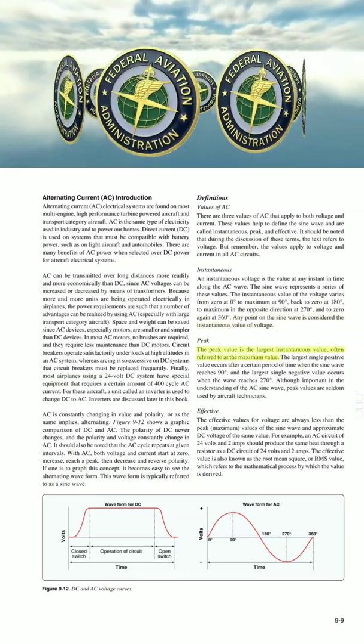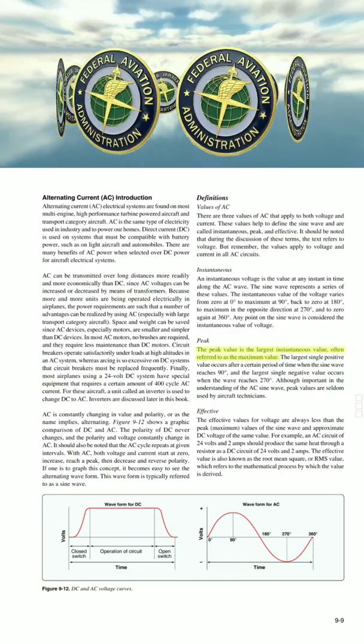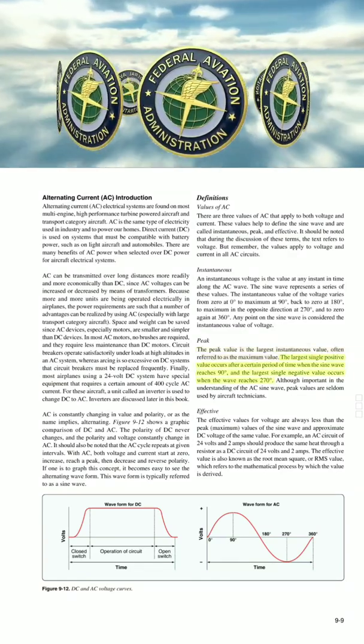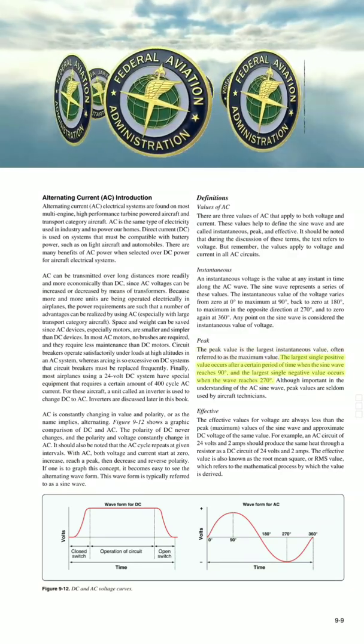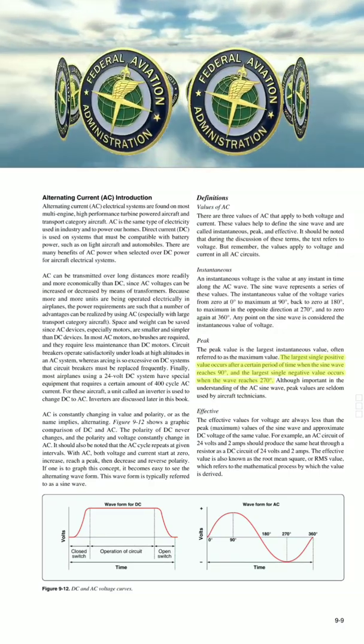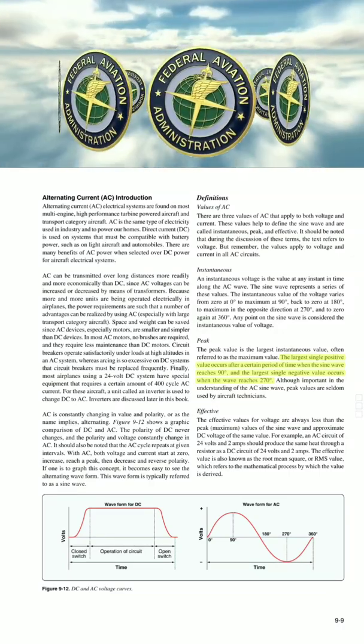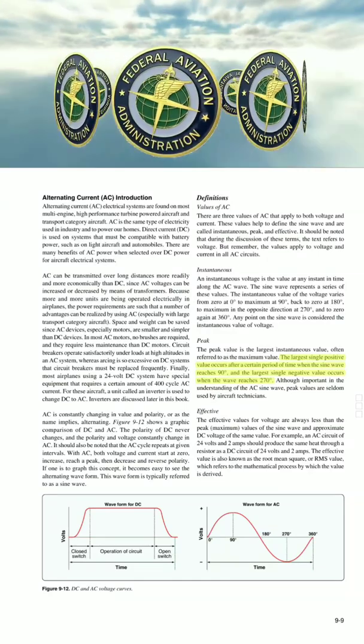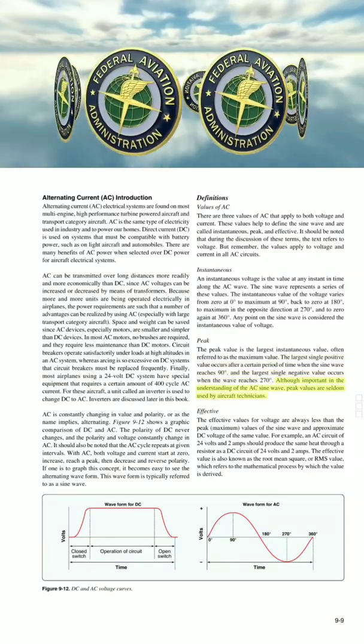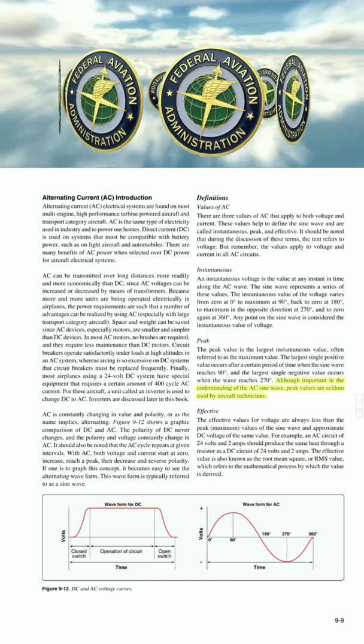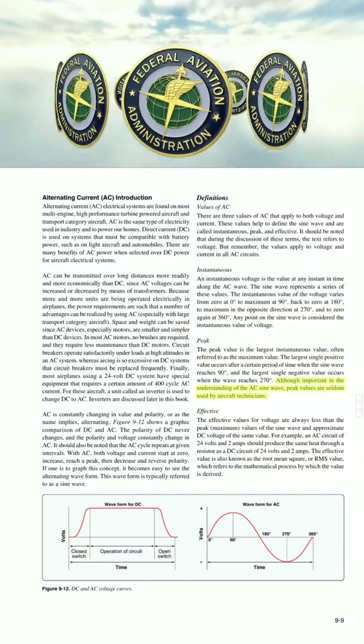Peak. The peak value is the largest instantaneous value, often referred to as the maximum value. The largest single positive value occurs after a certain period of time when the sine wave reaches 90 degrees, and the largest single negative value occurs when the wave reaches 270 degrees. Although important in the understanding of the AC sine wave, peak values are seldom used by aircraft technicians.